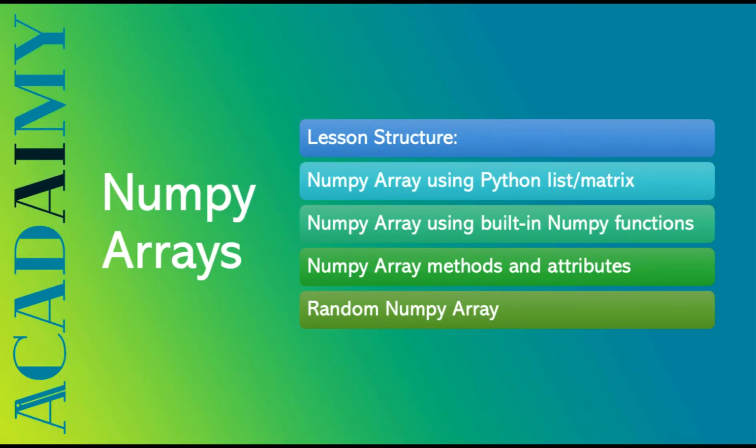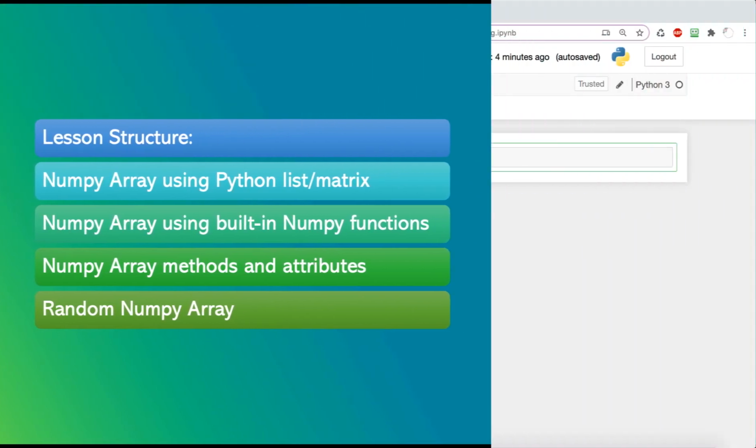So in this video, we'll be exploring the basics of NumPy, and we'll be taking a look at NumPy arrays. Our lesson structure is outlined here. We'll first go into NumPy arrays using Python lists and matrices. And then we'll be going into NumPy arrays using built-in NumPy functions, NumPy array methods and attributes, and finally we'll be looking at how to create random NumPy arrays. And with that, let's jump right in.